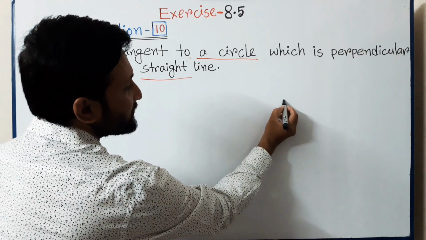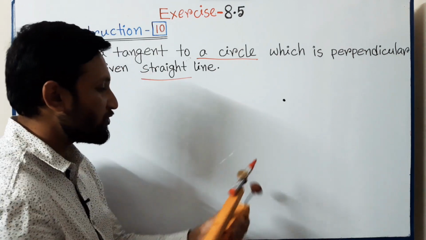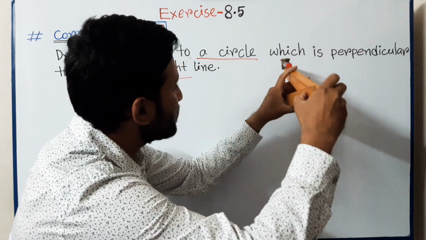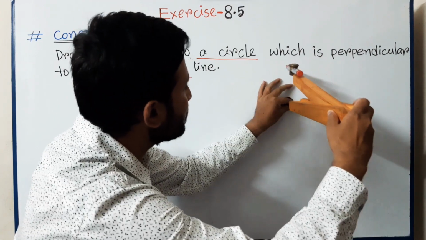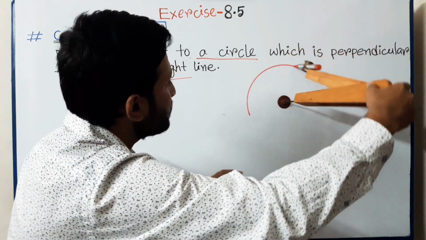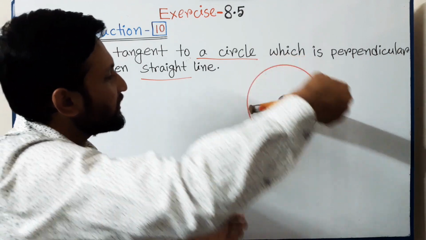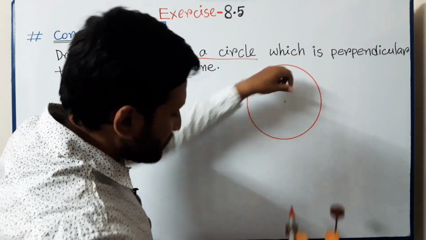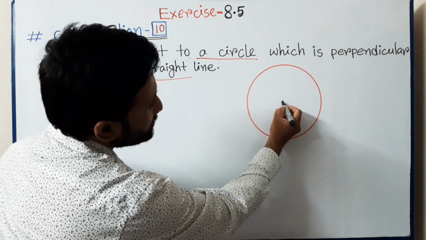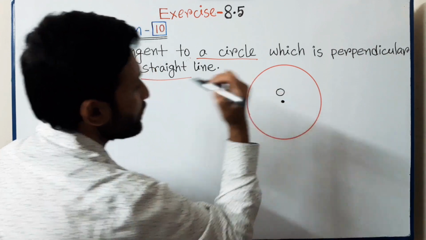According to the question, draw a circle with center O. So set the compass and draw a circle like that. Suppose this is a circle with center O. So mark this center O.